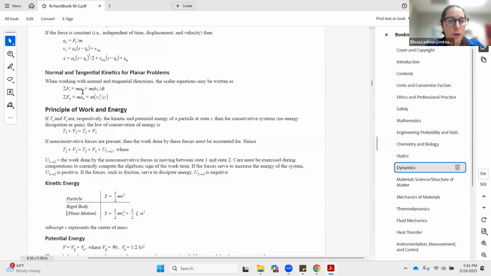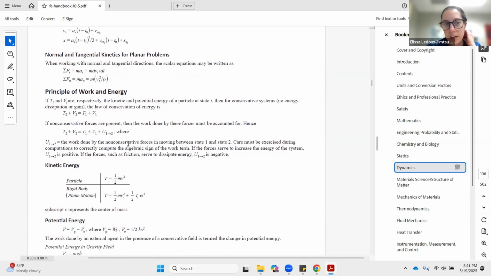And then for planar problems, you can either have a tangential acceleration or you can have a radial acceleration. The centripetal acceleration is v squared over r. Know that. Now work and energy.